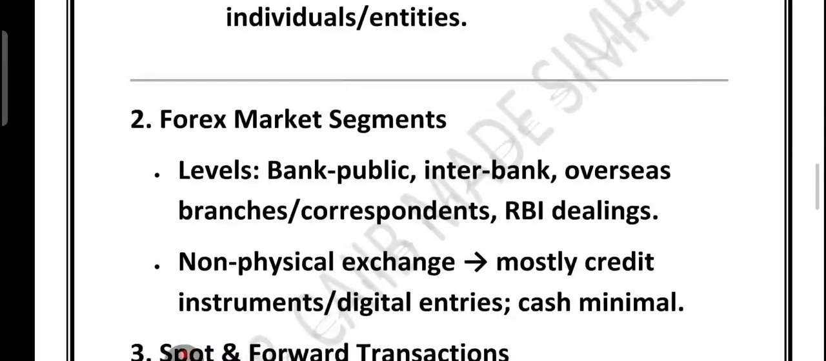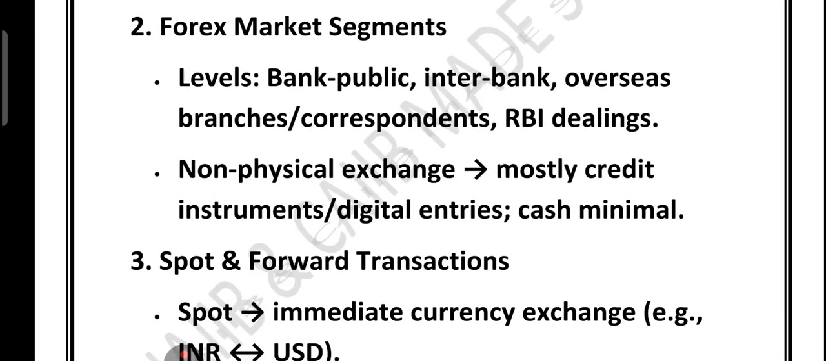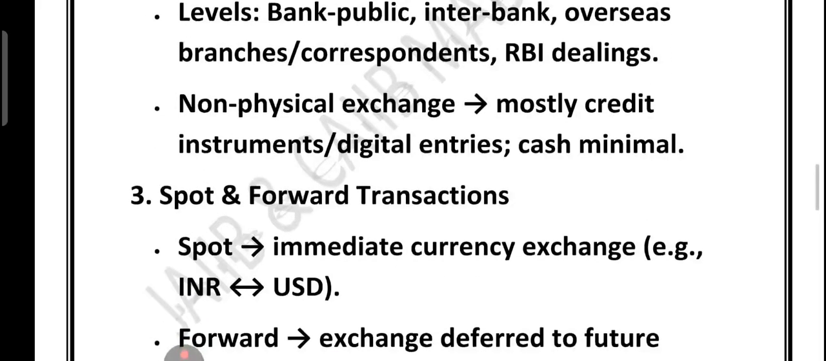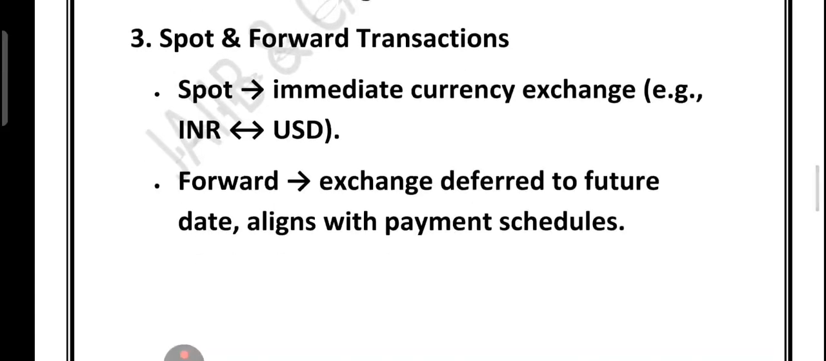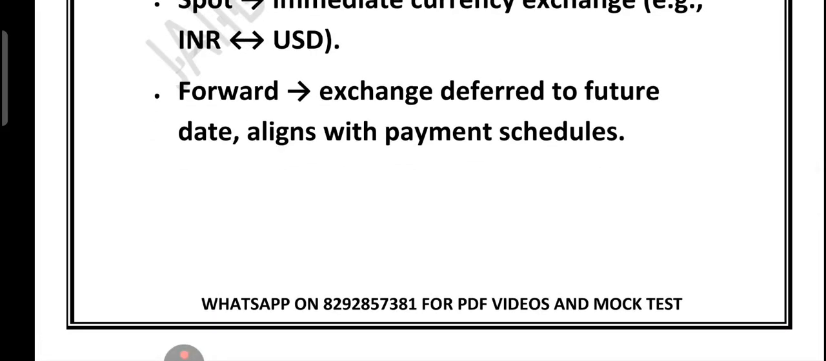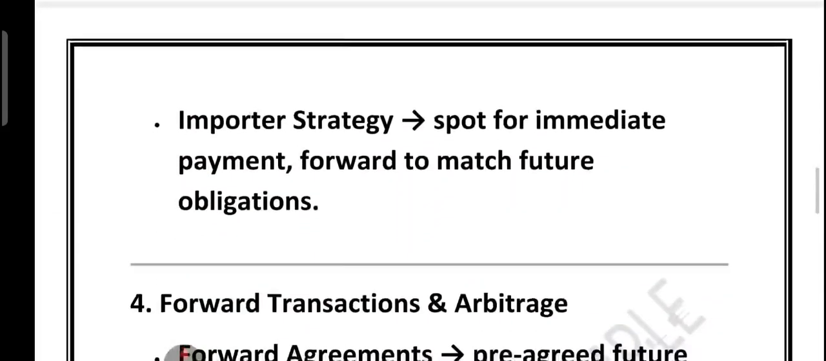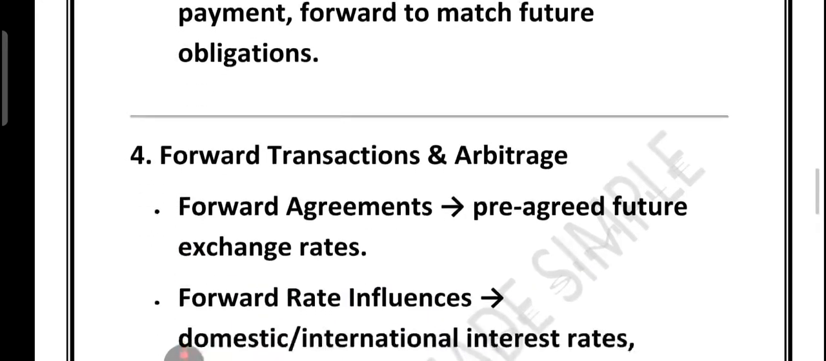If you look at the forex market segment, the forex market operates at multiple levels. First of all, we have the bank public transaction, interbank trade, overseas branches and correspondent, RBI dealing. In this forex market, most transactions are non-physical. Non-physical means they are done through credit instrument or digital entry with cash playing a minimal role. If you look at the spot and forward transaction, so spot transaction, what happens? Currency is exchanged immediately. Forward transaction, what happens? That currency exchange is deferred to a future date to align with the payment schedule. Now, what is the importer strategy? They use a spot for immediate payment and they use forward contract to plan for future obligation.